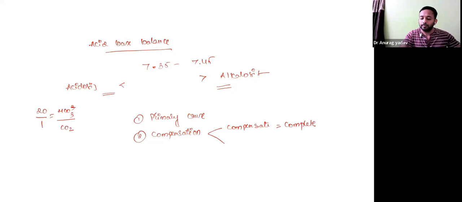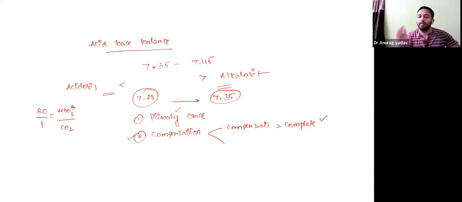When we call it complete, for example, there was acidosis. Initially the pH of a patient was 7.29, the primary defect. The body has compensated and brought the pH back to 7.35. This is called complete compensation. Initially it was 7.29, now it has come to a normal level.